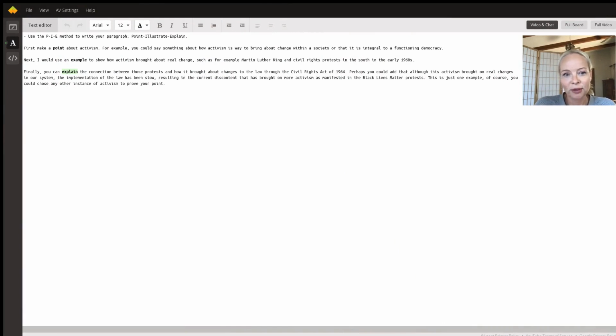So the question was about activism, and the student wanted to write a paragraph about activism and asked how to do that. So I suggest using the PI method, which is point, illustrate, and explain. So here's an example.